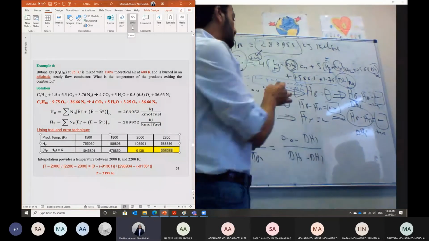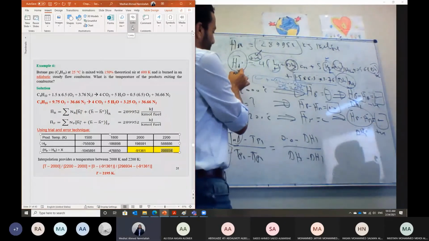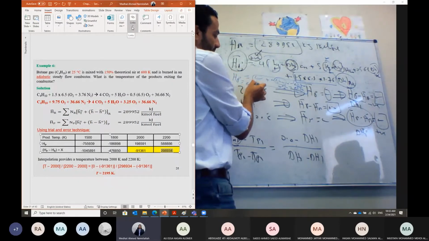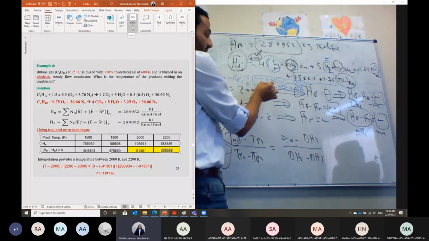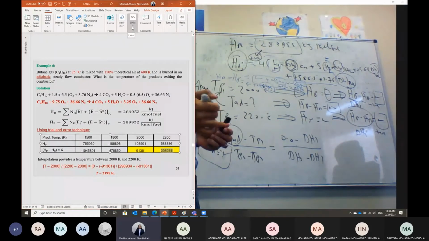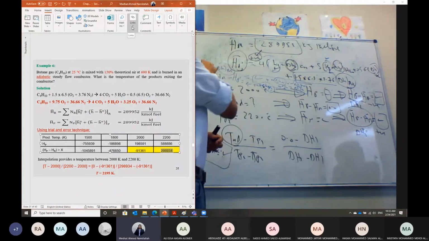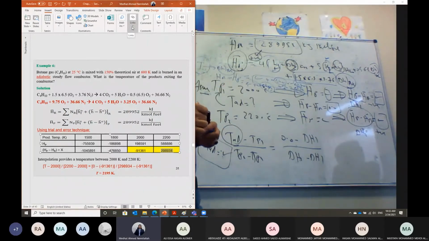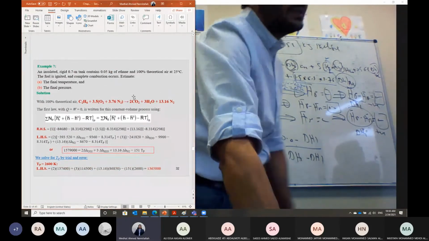So all of these delta H, I will assume are N2. Then I can get this H product as a number plus a constant multiplied by delta H N2. And H product is equal to H reactant. Then I can get delta H N2. Go to the table for nitrogen, table A3, and you will get a temperature that corresponds to this delta H for N2. You can start with this assumed temperature. It should be around there. This is an assumption.